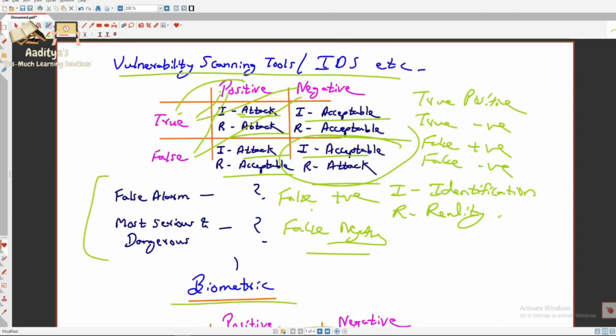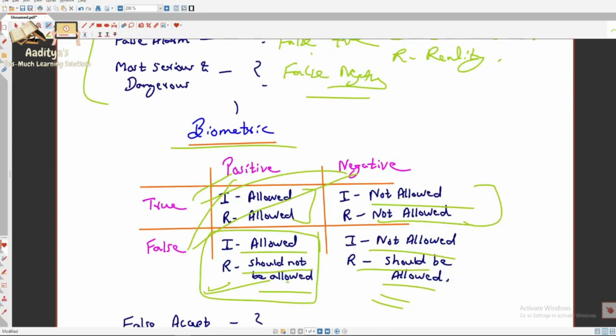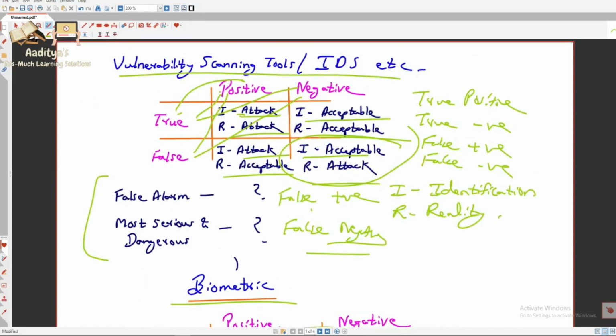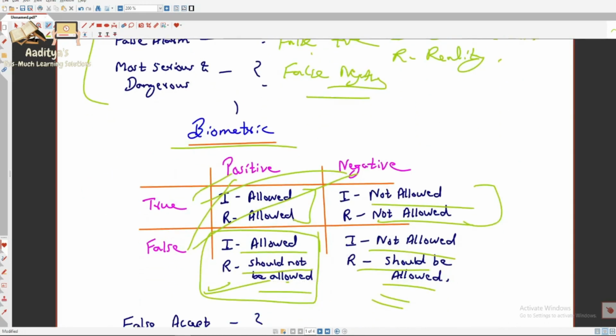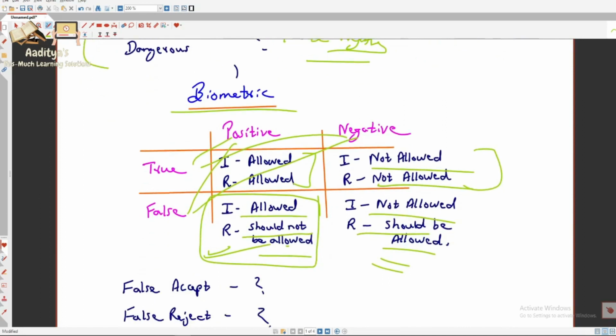Now let me compare this chart and this chart. Here false positive means identification as attack, reality is acceptable. But here identification as allowed, reality is should not be allowed. Now the meaning changes. The meaning changes in both the cases, right?